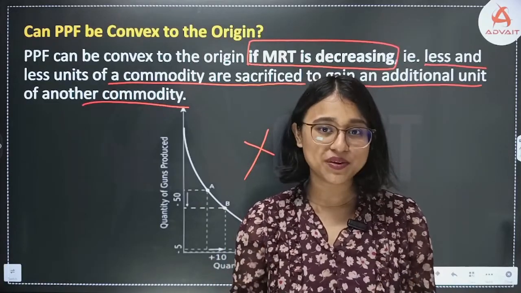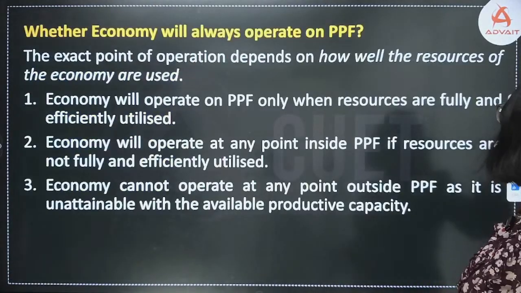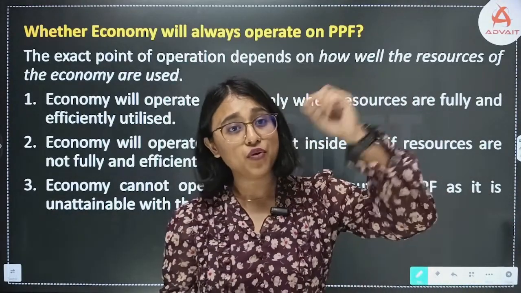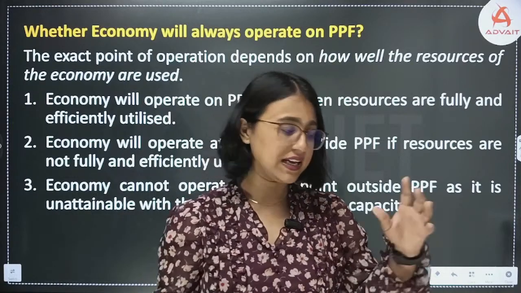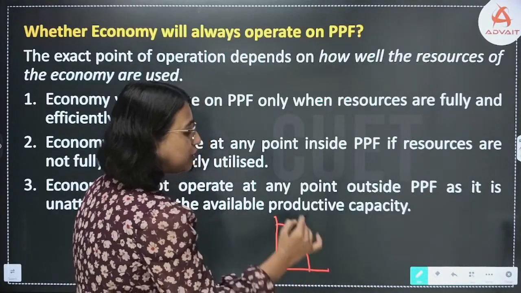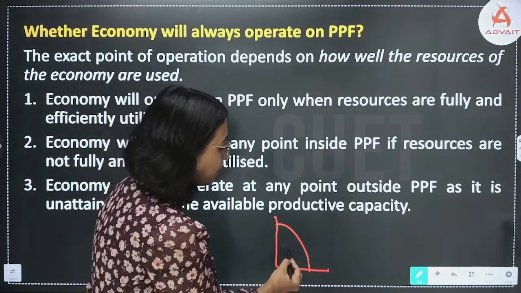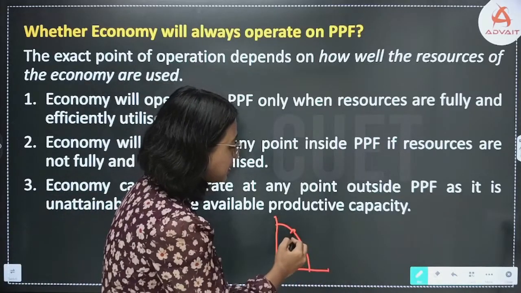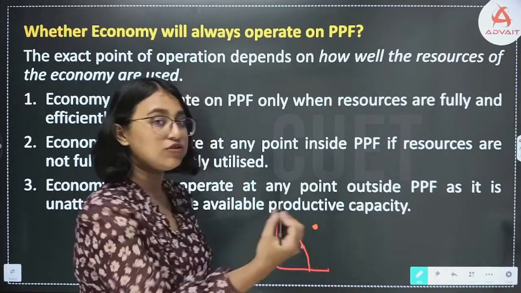I hope this much is clear with you. Now let us understand whether the economy will always operate on the PPF. It does not have to, there is no such rule. If I draw the PPF, there are 3 conditions where the economy can operate. Economy can operate inside the PPF, economy can operate on points on the PPF, and economy can also be at a point outside the PPF.